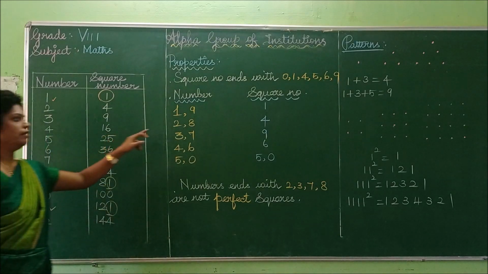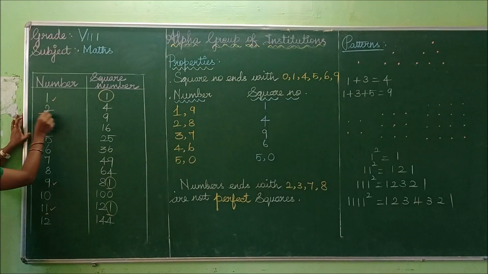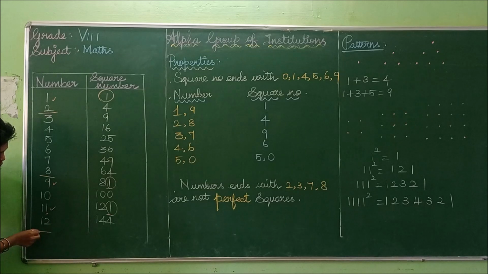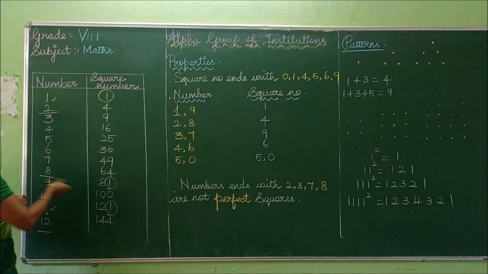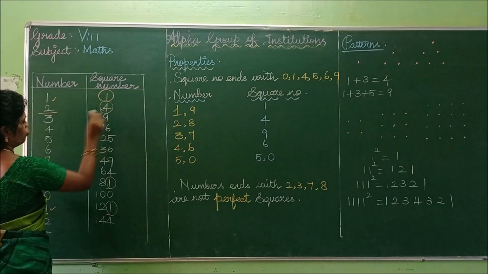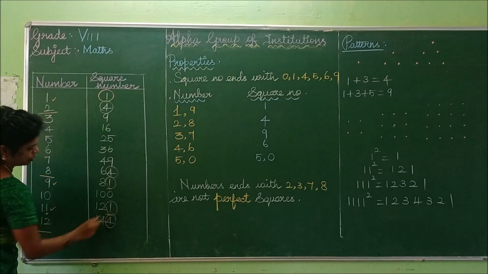In a similar way, if your number is 2, 8, 12, for 12 also you have to check the unit place. So the square number ends in 4. So check here. This number ends in 4. 2 squared is 4, 8 squared is 64. For 12, 144.